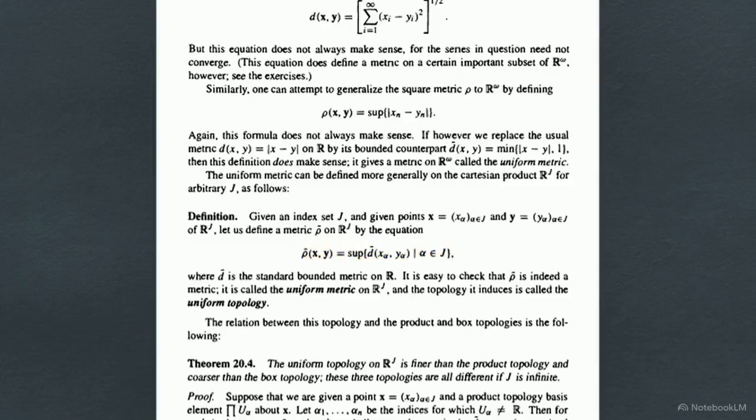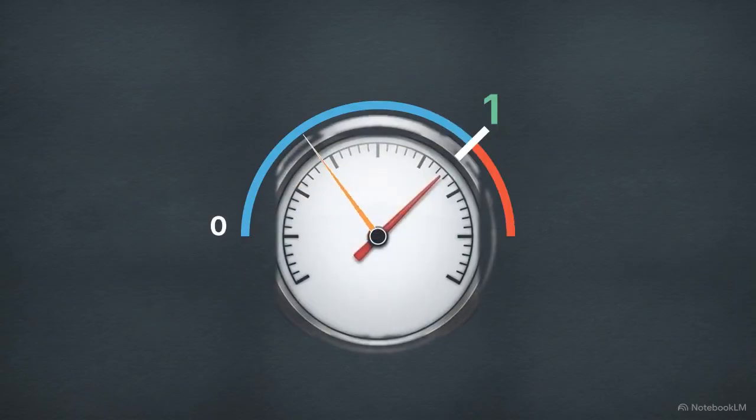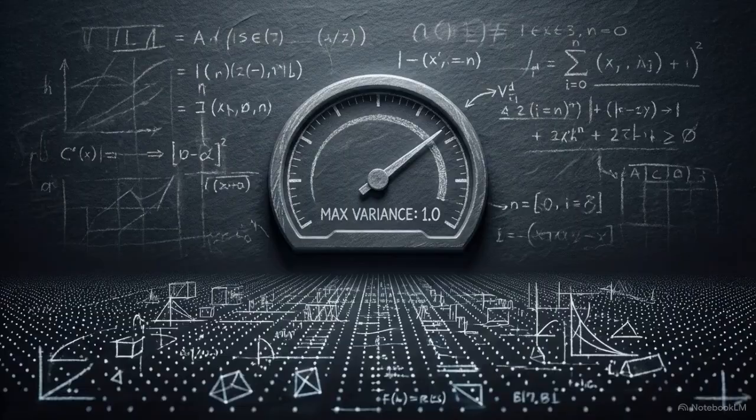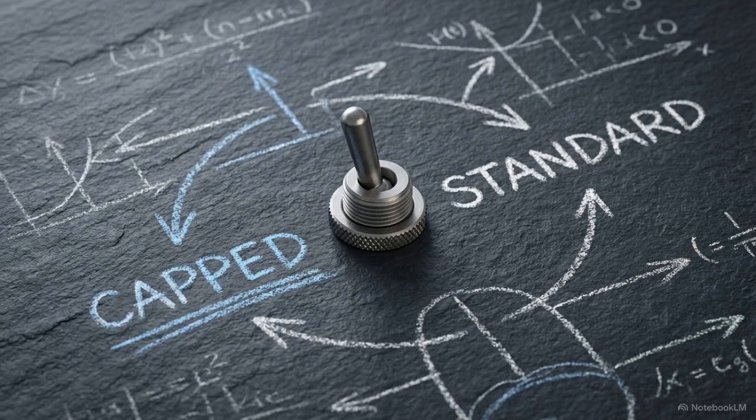It brings back the capped ruler from Act 1. Because this ruler caps out at 1, the maximum error across the infinite dials can never reach infinity. The measurement is always safely contained. The uniform topology succeeds because it uses that capped ruler to monitor an infinite number of variables at once. Changing how we measure solves the problem of infinity.